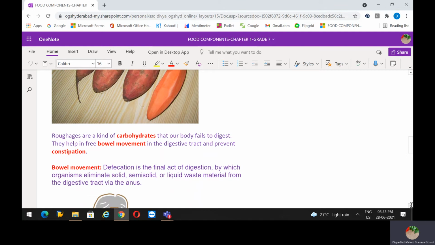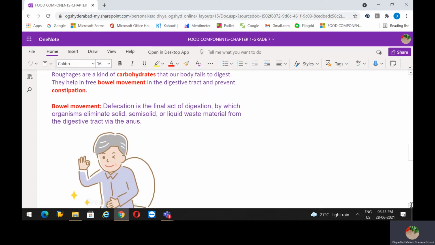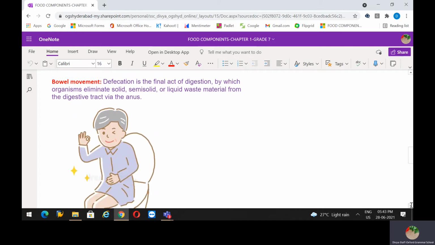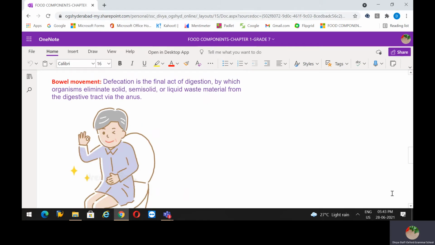So don't think that whichever food we take, everything will be digested. So we will have bowel movements daily, right? In bowel movement, these roughages help with easy bowel movement and prevent constipation. So bowel movement is nothing but defecation. So what will we defecate daily, children? The food which is not useful, I mean to say waste products, along with the undigested food. So these roughages will smooth the bowel movement and help us get rid of the waste materials and undigested food out of our body.